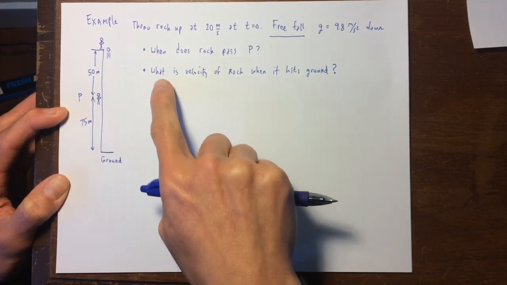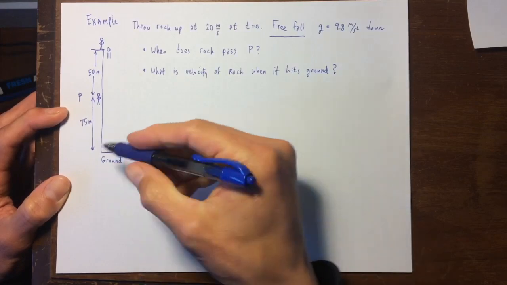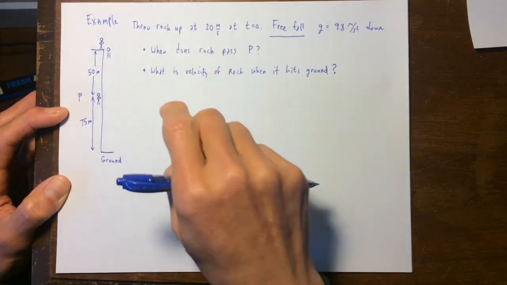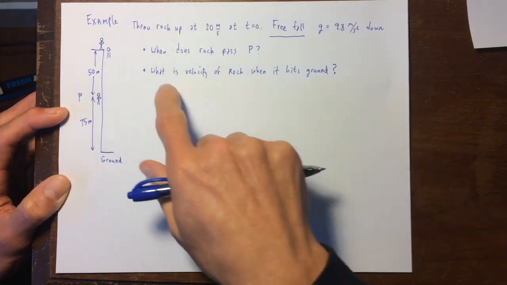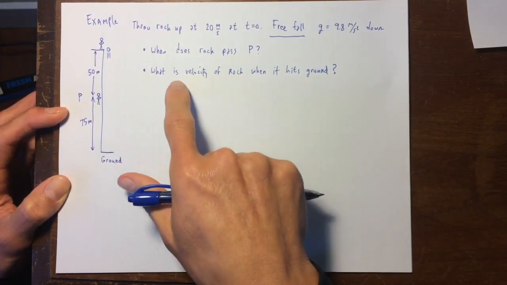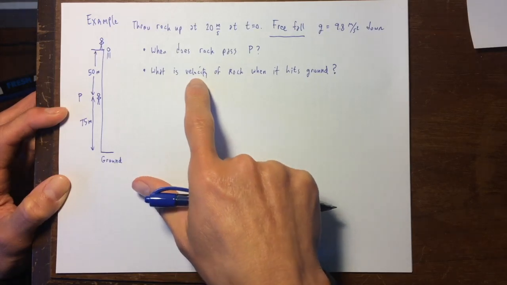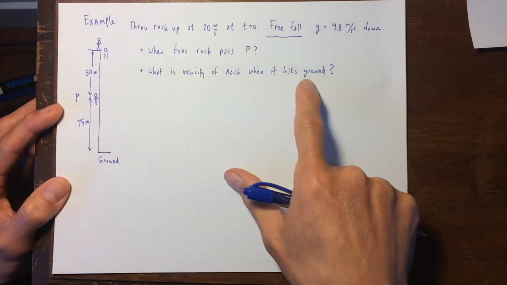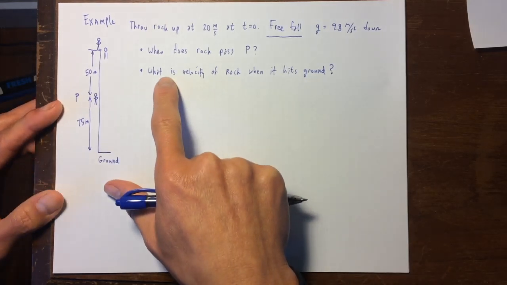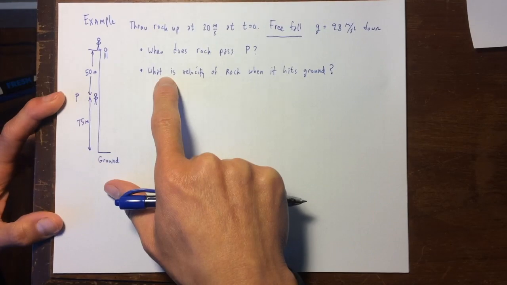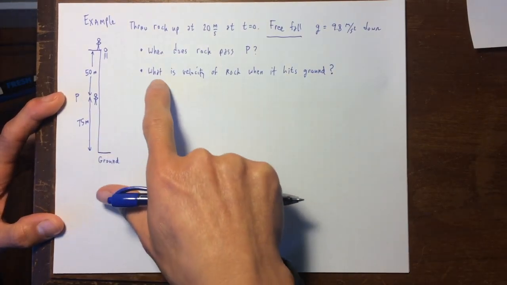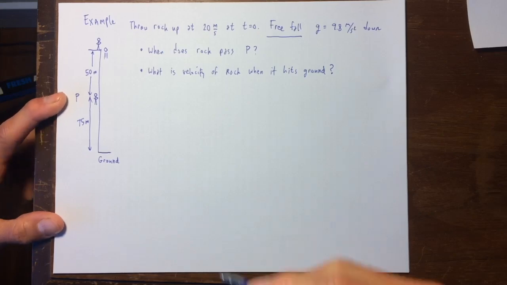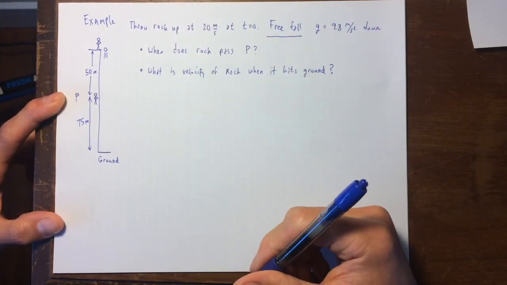And then the second question is, what is the velocity of the rock when it finally gets to the ground and is moving really, really fast? So there's two questions here. The second question is interesting because depending on how you want to solve it, I'll show you a simple way to solve it that takes a long time. And then I'm going to refer you to a really interesting relationship that solves this problem in one step. Okay, but first things first, when does the rock pass P?